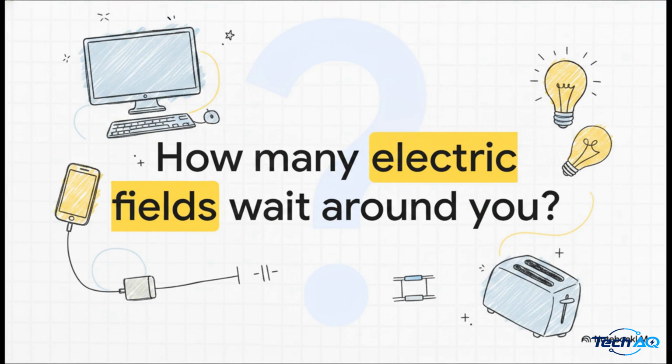As we wrap up this explainer, I want to leave you with a quick thought. Look around the room you're in right now. Between your computer, your chargers, the lights, all your appliances, how many thousands of tiny electric fields are quietly paused all around you? Just holding onto their electrons, waiting for that perfect fraction of a second to unleash their energy. It kind of makes you look at the electronics around you in a whole new light, doesn't it?